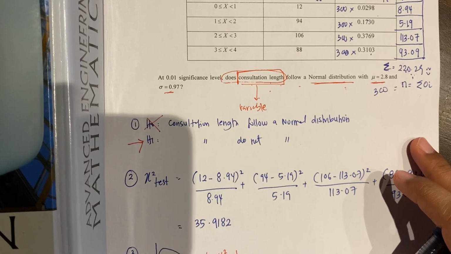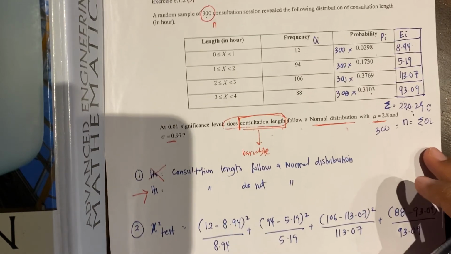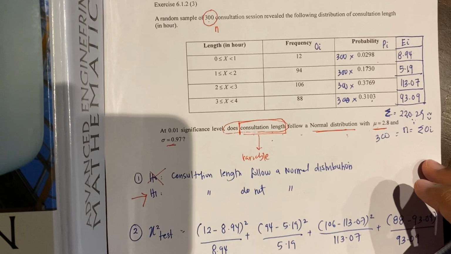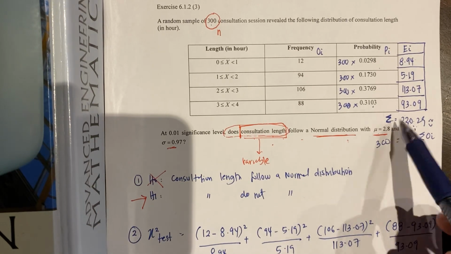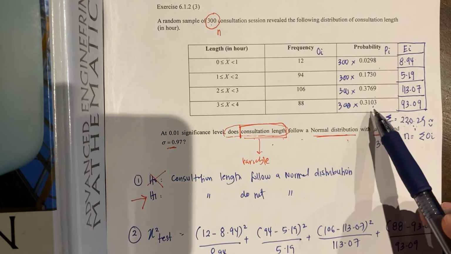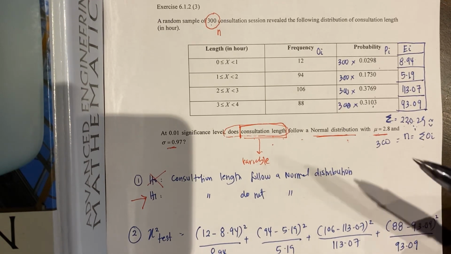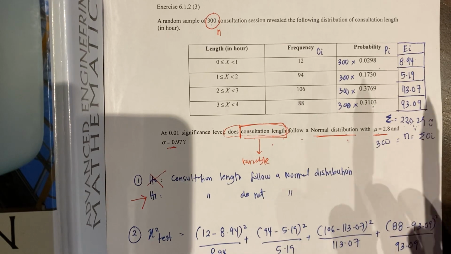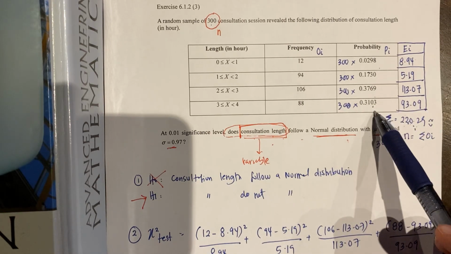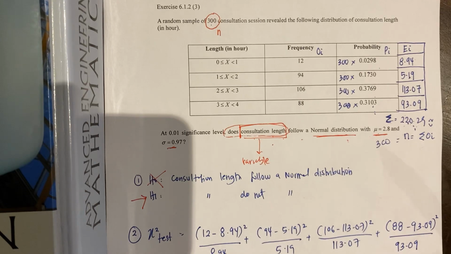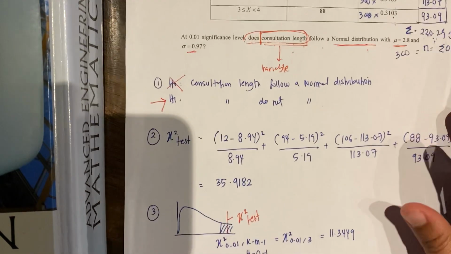I'll tell you the secret. Before, students were very afraid of the fitting of the distribution because of the probability. Some students don't know how to calculate the probability, and I agree that for the fitting of the distribution, the crucial part is the probability. But now the probability is given in your question, so it should be easy.